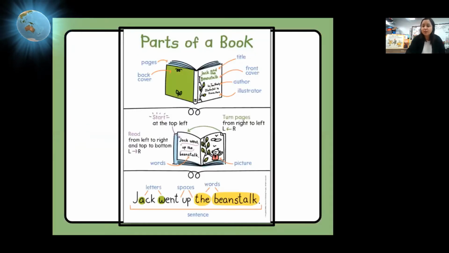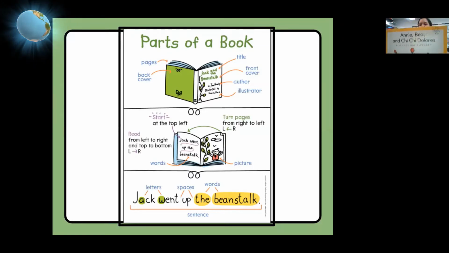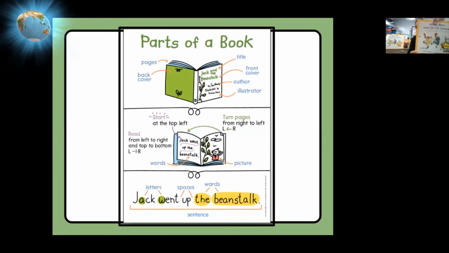Okay, so let's go over some vocabulary words for the parts of the book. The first one is title page. Can you say title page? Good. The title page is usually found at the very top of the book. In the title page, you'll find the name, the author of the story, and the illustrator, and you can find all that in the front of the book.